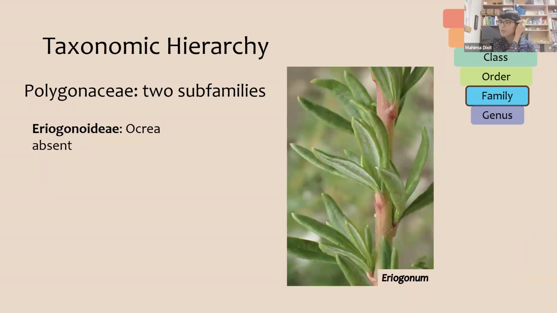Contrast that with the other subfamily, Eriogonoideae, and they're characterized by basically not having an ochrea. And this is, spoiler alert, where Eriogonum falls. Here's a close-up of the California buckwheat. If you look where the leaf base is, it does not form a sheath around the stem. So that's how you know you're looking at something in the Eriogonoideae subfamily of Polygonaceae.